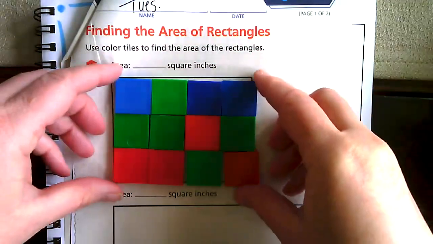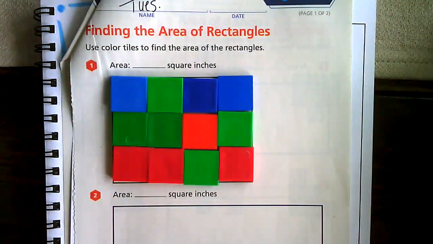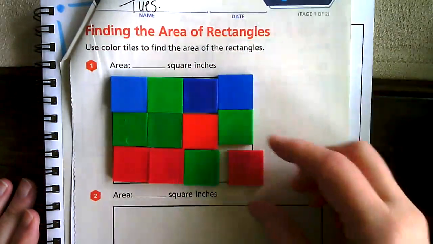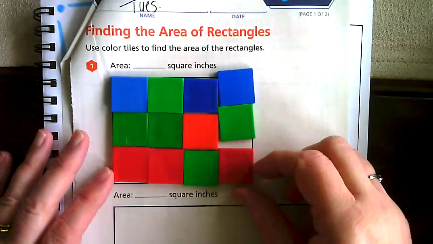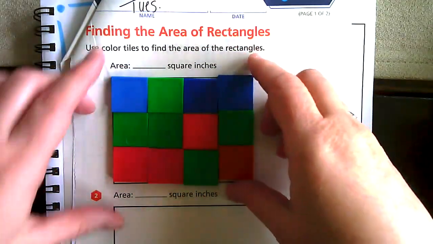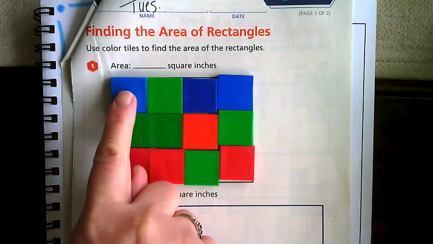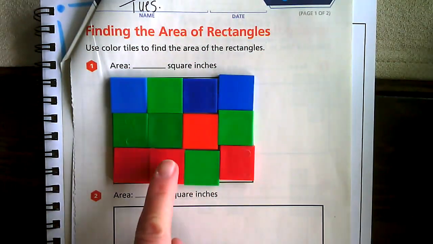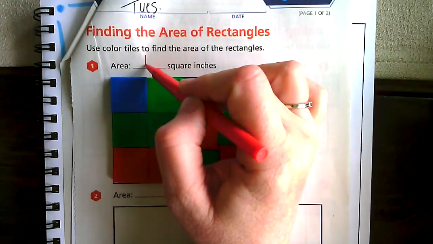Okay, notice how when I use the color tiles, there aren't any gaps in between, and I don't have any overlaps. So let's fix that space. Now let's go ahead and count the square inches. 1, 2, 3, 4, 5, 6, 7, 8, 9, 10, 11, 12. The area of this rectangle is 12 square inches.